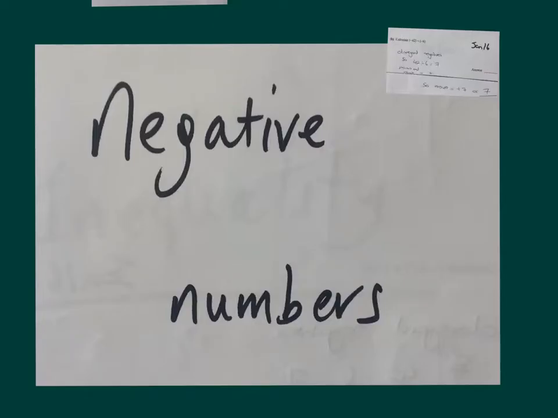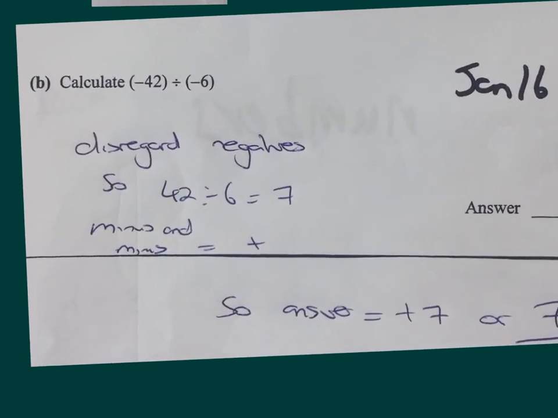Next topic is negative numbers. Let me just bring this question up. Work out the value of minus 42 divided by minus 6. Key thing to do, disregard the negatives, so just do 42 divided by 6, which is 7. A minus and a minus give you a plus, so that's plus 7. So for example, if I had 35 divided by minus 7, disregard the minuses, do 35 divided by 7, which would be 5. This here is a plus, this is a minus, so a plus and a minus give us a minus answer.